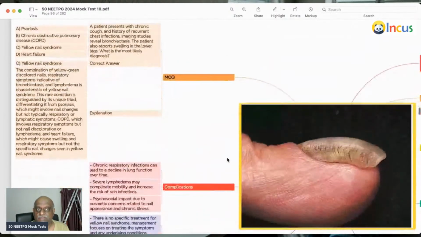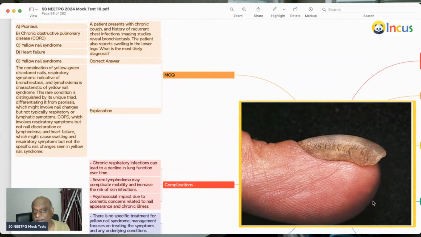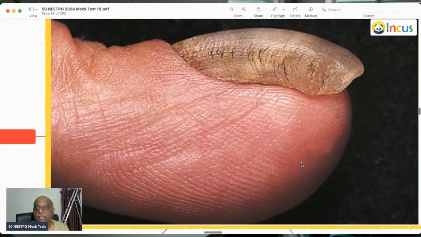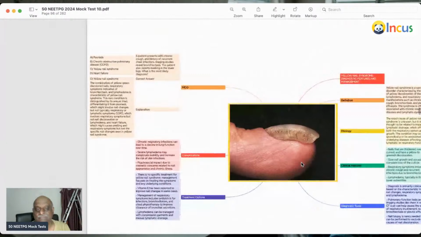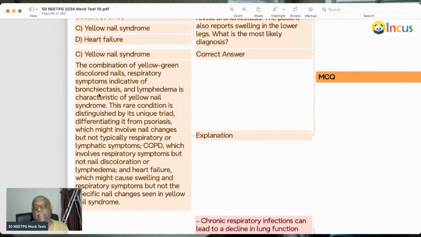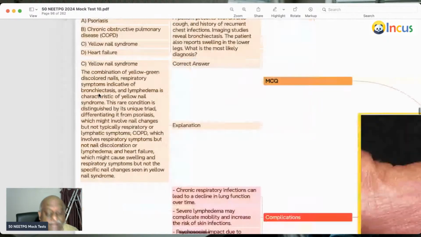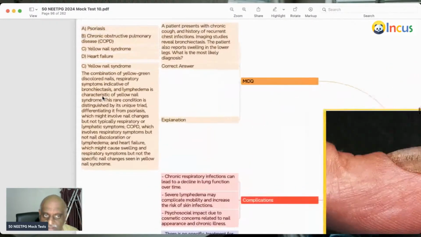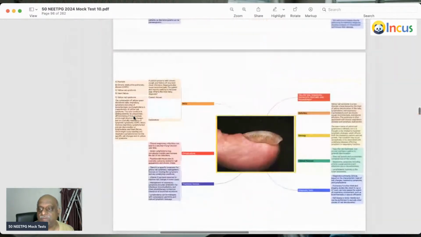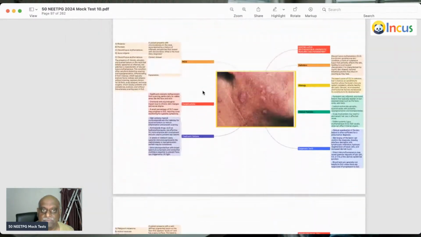A patient presents with a chronic cough, history of recurrent chest infections. Imaging shows bronchiectasis. And what is this called? Yellow nail syndrome, which is very classical of bronchiectasis patients is what you should remember. And there is lymphedema, bronchiectasis, yellow nail syndrome, which is a very characteristic feature.